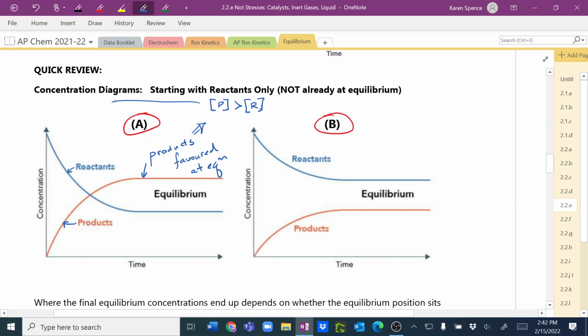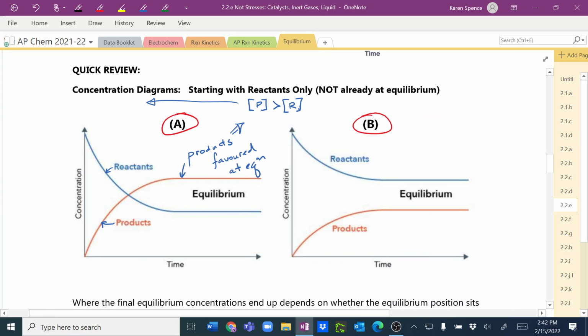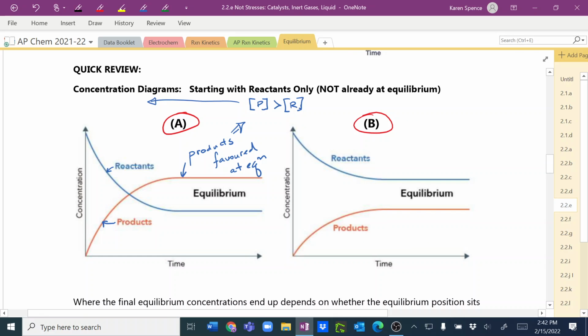If that's the case, what could you say about the KEQ value? What does KEQ equal? It's the ratio of the molarity, but what goes on the top? Products over the reactants. And if the products are greater than the reactants, what can you say about KEQ? KEQ is greater than 1, okay?